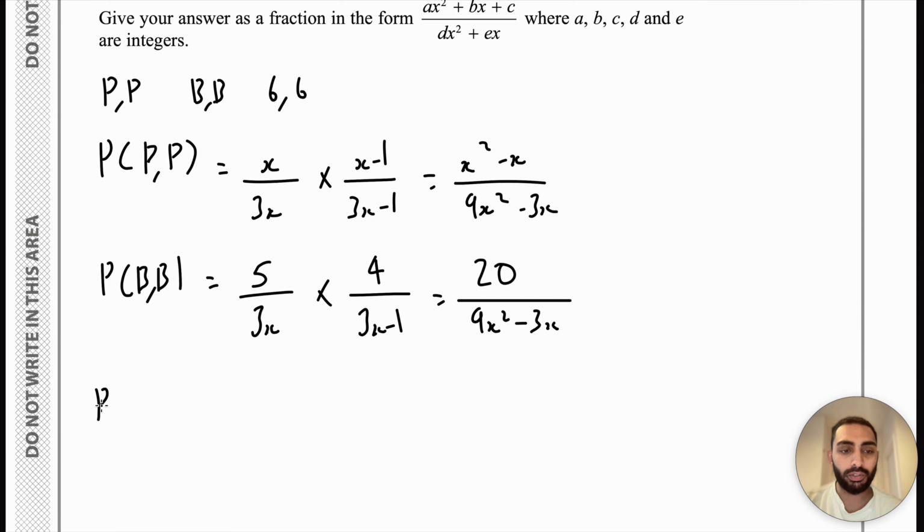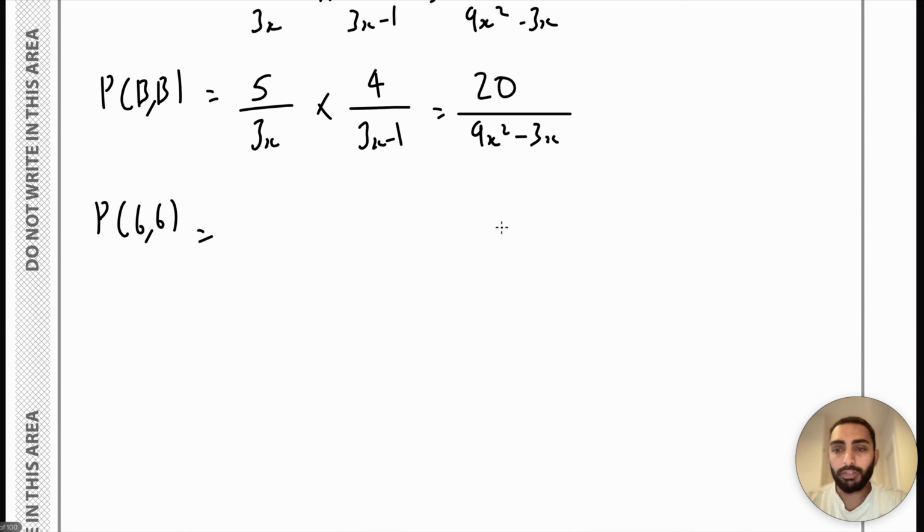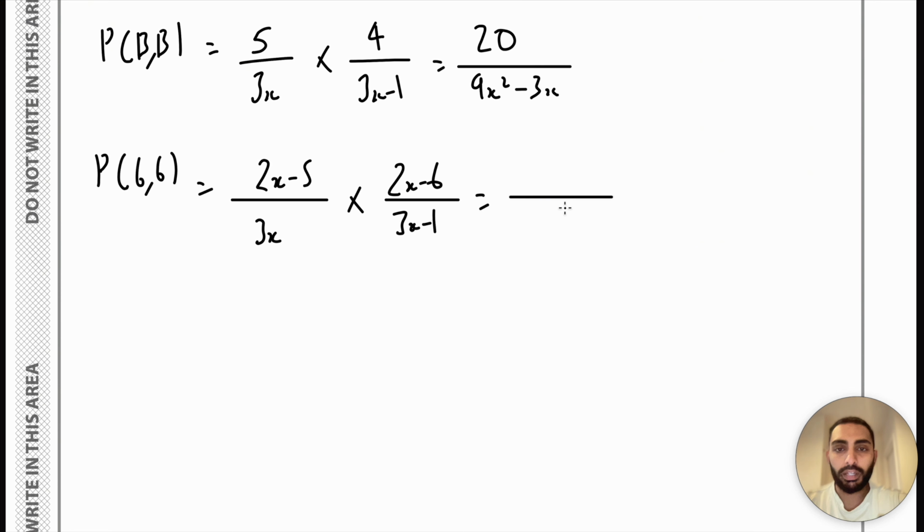Last one, we need to do green and green. For the first pick, it's 2x minus 5 over 3x. That's the total amount of counters. And then for the second pick, this is going to drop down by 1. So we need to be careful. This negative 5 is going to change to a negative 6. We're taking away 1. So it's 2x minus 6 over 3x minus 1. The denominator is quite easy. It's just going to be 9x squared minus 3x.